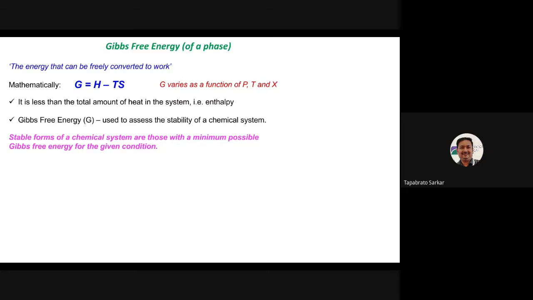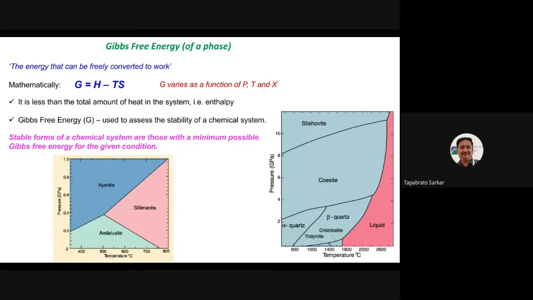I think this is also what you have done or know from chemistry. Stable forms of chemical systems are those with the minimum possible Gibbs free energy for the given condition, right? And you probably know this as well. Okay. For example, why would kyanite be present in this condition, sillimanite here and andalusite here? Because under these conditions, the Gibbs free energy of kyanite is less than that of the other two polymorphs, which are sillimanite and andalusite. And therefore, the kyanite is stable.